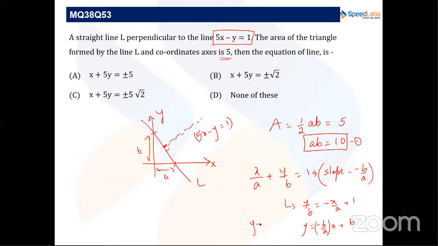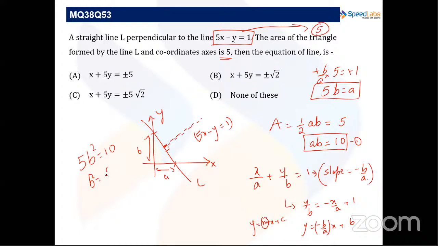So from comparing it to the equation y equals to mx plus c, we will get m equals to minus b by a. And the slope of this line is 5. So we are having minus b by a into 5 is equals to minus 1. So 5b equals to a. Putting this value of a here, we will be getting 5b square equals to 10. So b square will be 2. So b will be equals to plus minus root 2. Similarly, a will be equals to 5b. So it will be plus minus 5 root 2.